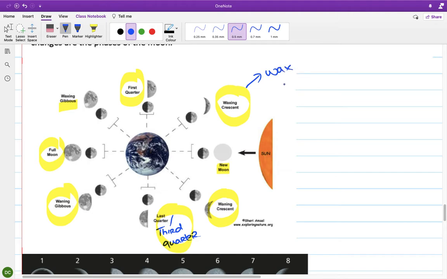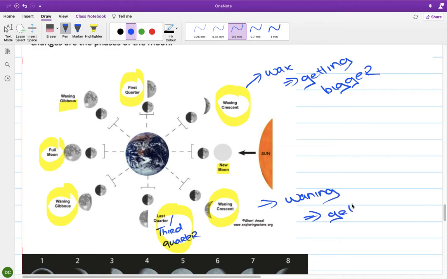Waxing means it's getting bigger or thicker or wider. And then waning means it's getting thinner.